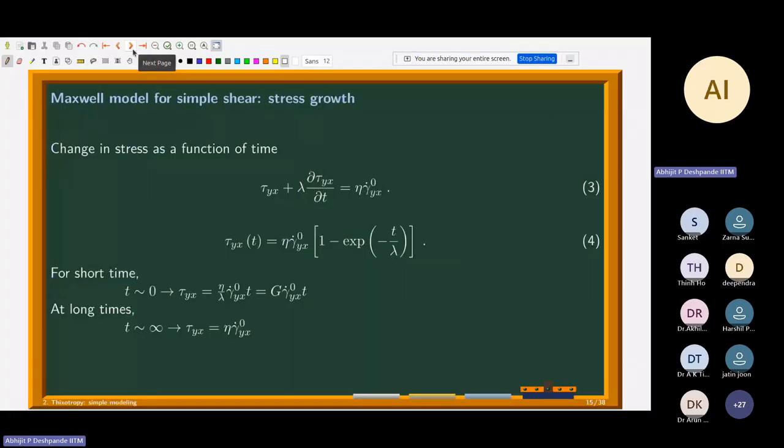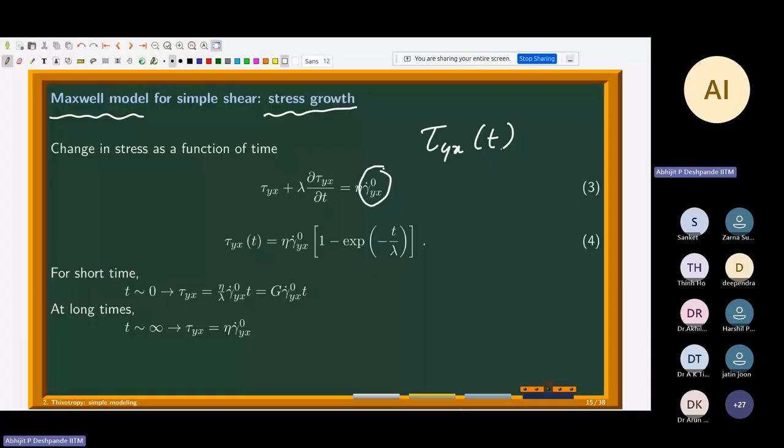And so what I've done here now is to just combine this structural parameter model with a Maxwell model. But before looking at the thixotropic Maxwell model in simple shear, we can first quickly summarize what the Maxwell model is. We will look at this experiment, which is called stress growth, where you apply a constant strain rate and measure stress as a function of time.